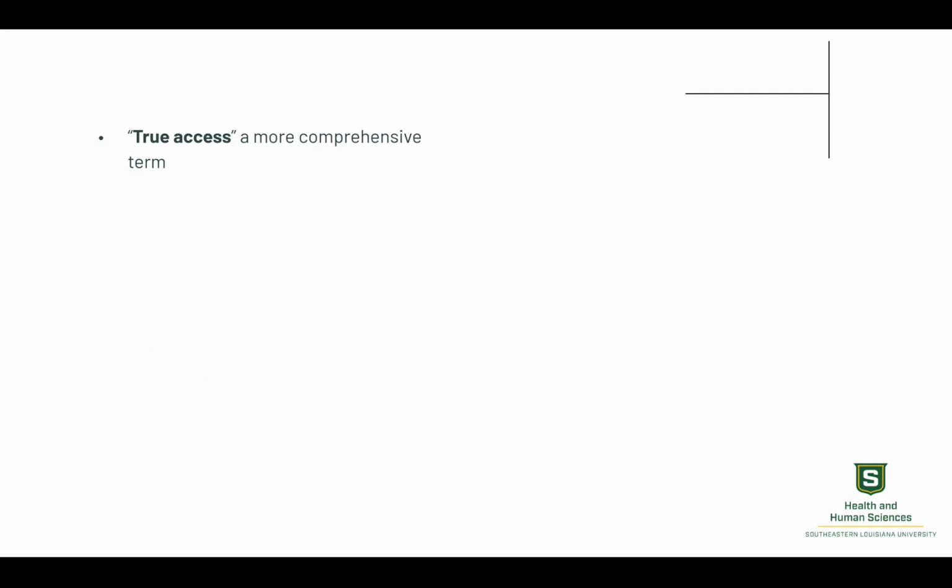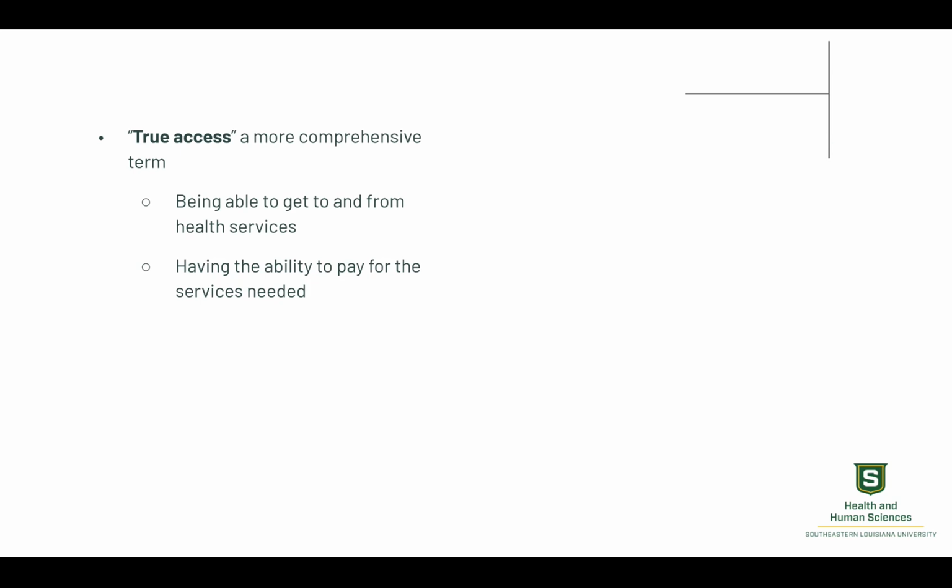So there's access, and then there is true access. True access is more comprehensive in terms of trying to make sense of what access is. With true access, you're also considering things like: are you able to get to the healthcare clinic? Once you get there, are you able to come back from it in order to do what you need to do? And it's also looking at whether one has an ability to pay for the services that they need, with the emphasis being on the services that they need.